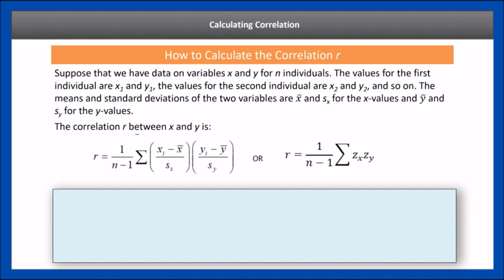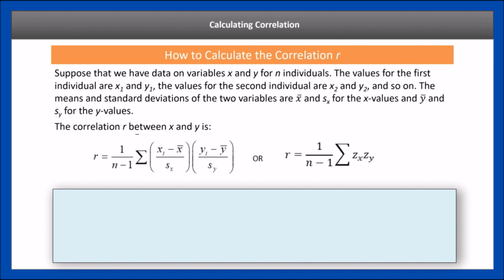So suppose that we have n individuals for variables x and y. Let's say that the values for the first individual are x1, y1. Then the second ones are x2, y2, and so on and so forth. Then we can find the mean and the standard deviation of both variables. So we have x bar and sx, and y bar and sy. To calculate the correlation, we use the following two formulas.